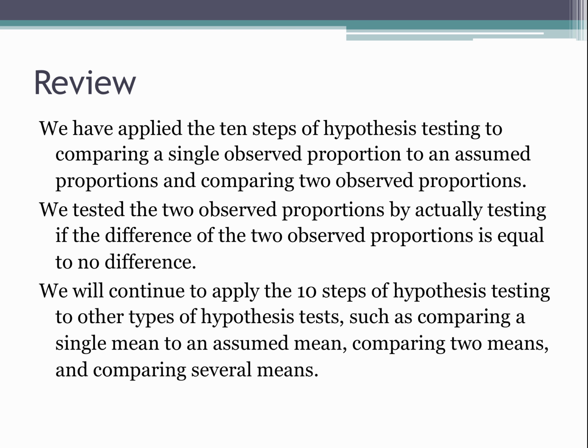So we've applied the 10 steps to comparing a single observed proportion to a historical proportion, and then extended that to comparing two observed proportions. We've tested two observed proportions by testing the difference equal to no difference. We'll continue to apply the 10 steps when we expand it to multiple means and multiple proportions, or single means and then on to multiple means. So we'll follow the same set of 10 steps for answering any question statistically with data. Moving forward, we'll continue to utilize the software to address these issues.